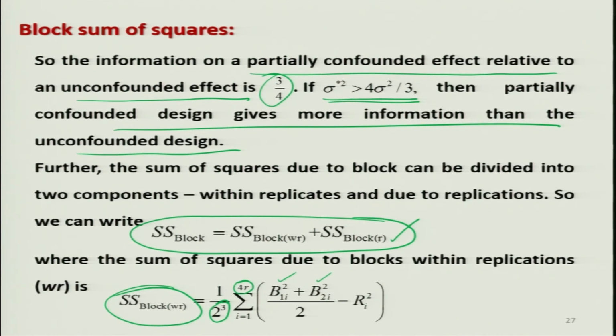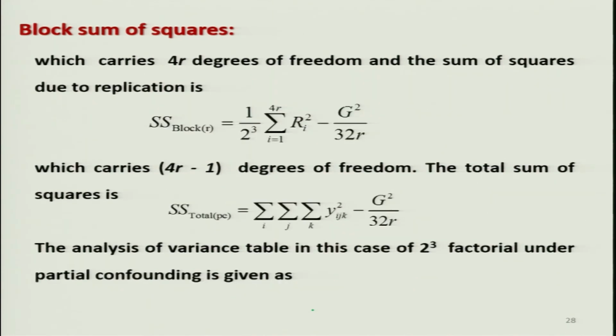So, SS block WR is given by 1 upon 8 summation I goes from 1 to 4r, B 1 I square plus B 2 I square divided by 2 minus R I square, and this carries 4r degrees of freedom, and the sum of square due to replication here is like this: 1 upon 2 cube, summation going from 1 to 4r Ri square minus the correction factor. So, now you have to be careful in the correction factor also. Now, you are using the number of observations to be 32r, and this sum of square due to replication is going to carry 4r minus 1 degrees of freedom.